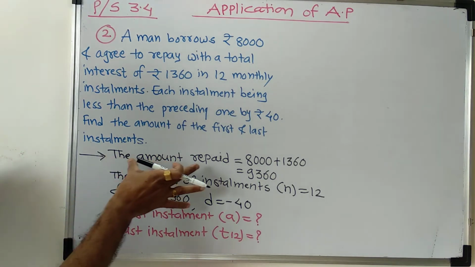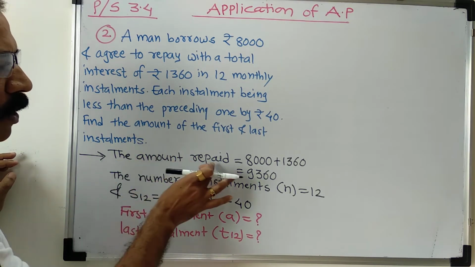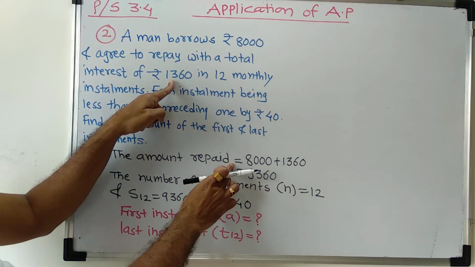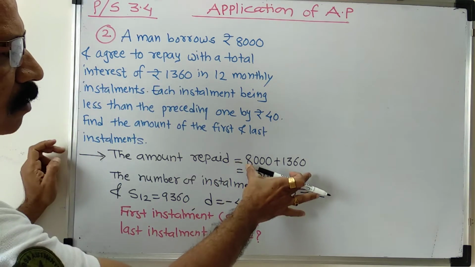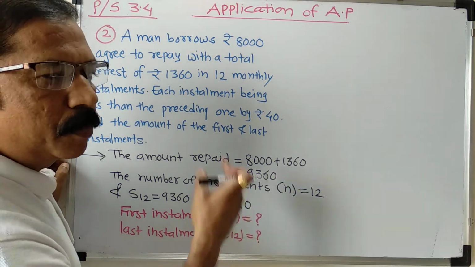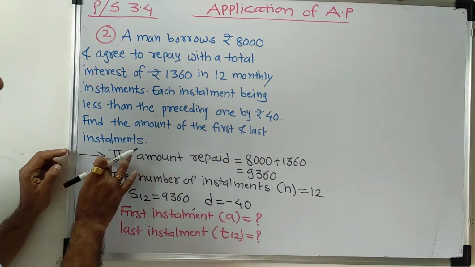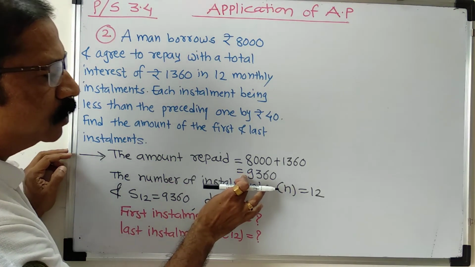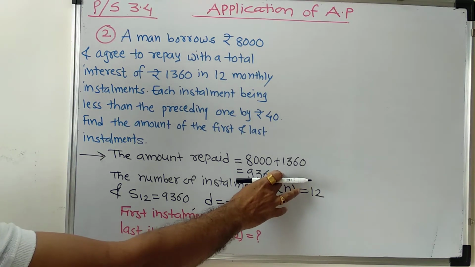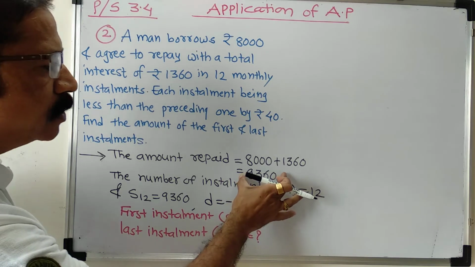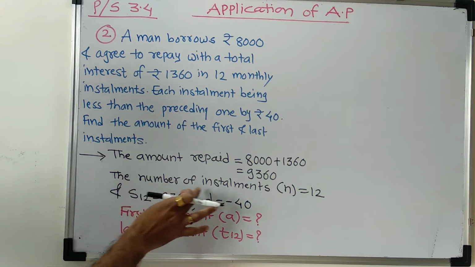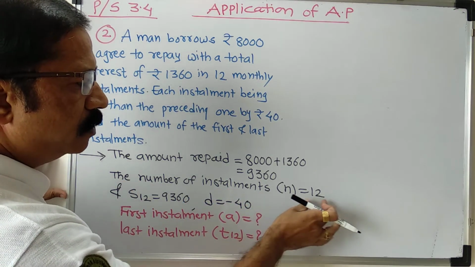Means the actual amount he has to repay is 8,000 principal plus 1,360 interest. So, including interest, 8,000 plus 1,360 equals 9,360 rupees he has to repay. Means the amount he has to repay is 9,360. So this is the value of Sn, sum of n terms. Now he is going to repay this much amount in 12 monthly installments. Therefore the number of installments, the value of n, is 12.